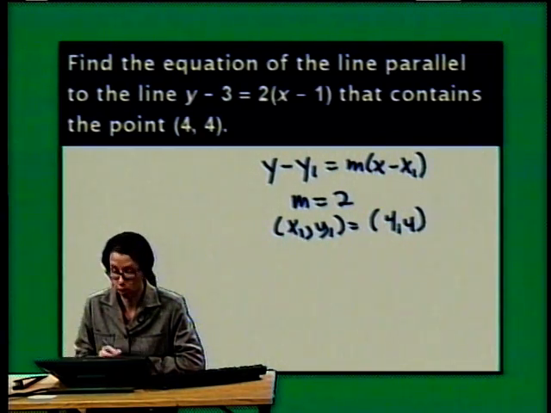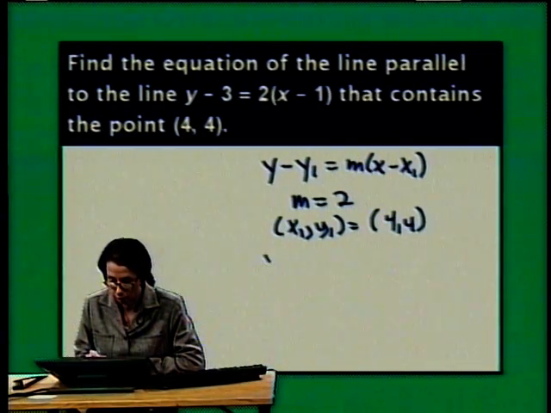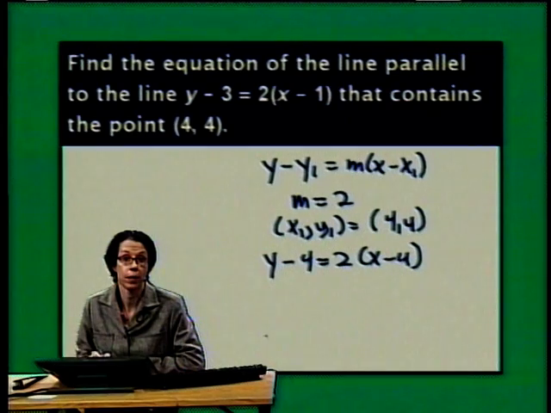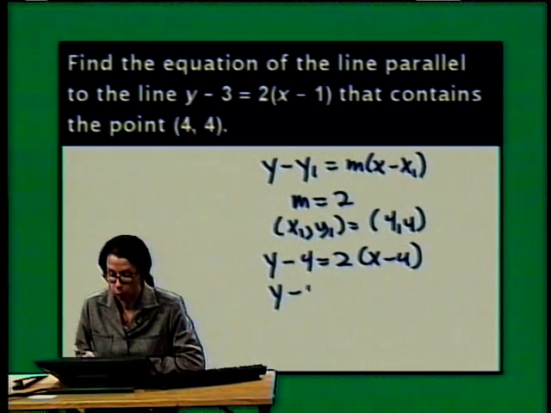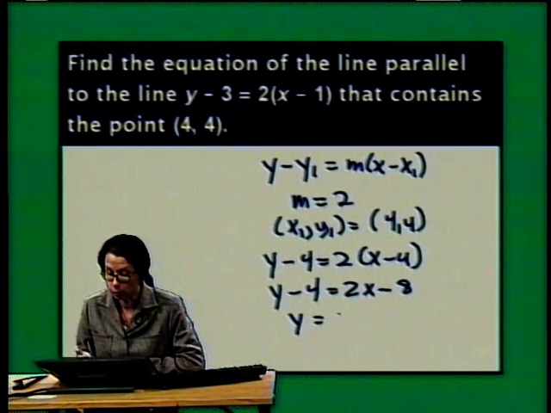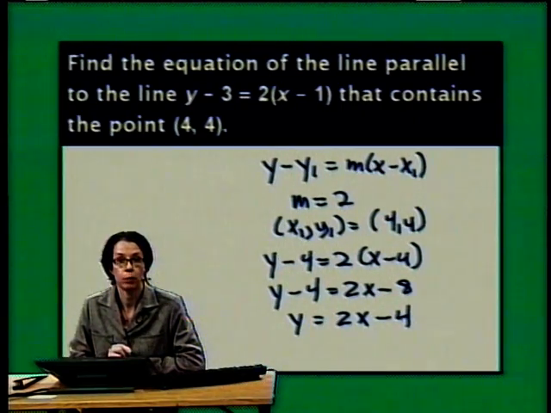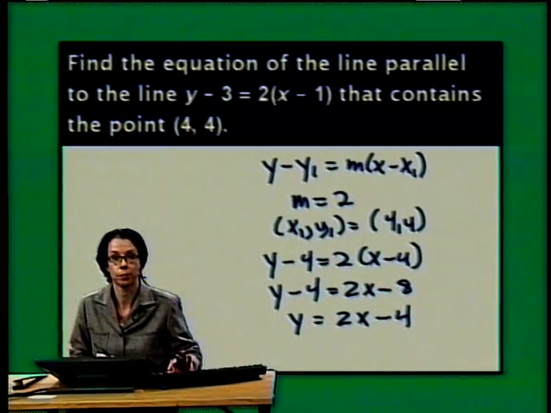So plugging things into my equation, the parallel line is going to be y minus 4 equals 2 times the quantity x minus 4. Now I can solve this equation for y to put it into slope-intercept form. So I have y minus 4 equals 2x minus 8. So y equals 2x minus 4. This line should be parallel to the given line and contain the point 4, 4.